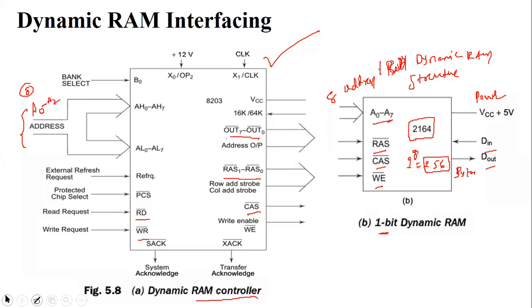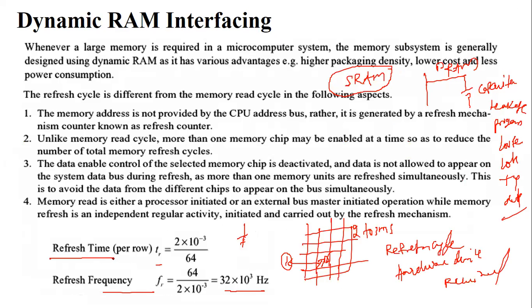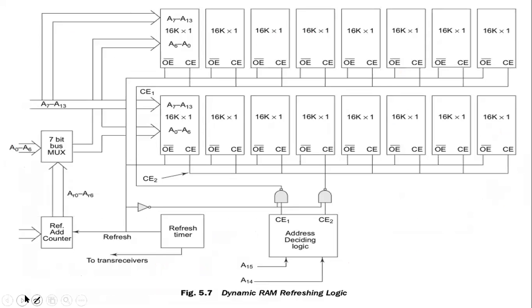The refresh time is TR equal to 10 power minus 3 by 64. Then the refresh frequency is 64 by 2 into 10 power minus 3. Now see this, this is the dynamic RAM refresh logic, a simple refresh logic.